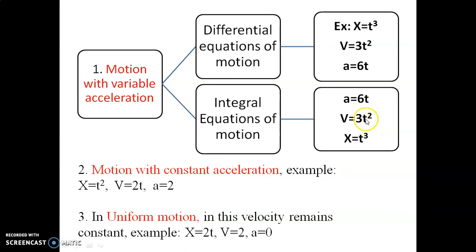If I integrate 3t square with respect to dt again, because again the time t is a variable, I can use dt as my integration operator. The integration of 3t square with respect to dt is 3 into t cube divided by 3. So 3 gets cancelled, and what remains is t cube. Here the displacement is expressed as t cube. Again we have derived the equation x is equal to t cube.